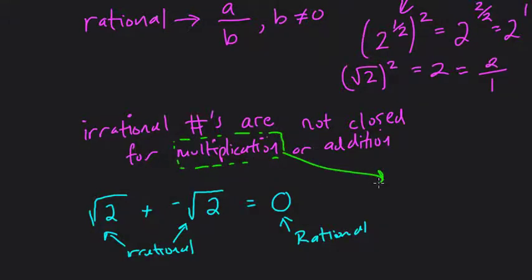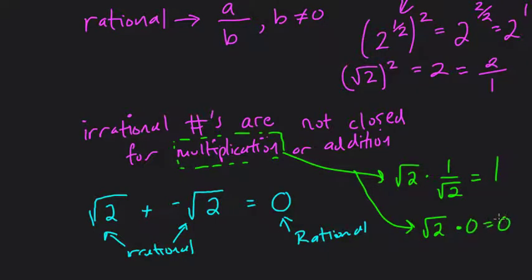You could take other examples like reciprocals: the square root of 2 times 1 over the square root of 2 would get you 1. Any number multiplied by its reciprocal gets you 1, and 1 is rational. Also, anything times 0, the square root of 2 times 0, gets you 0. The zero product property takes any irrational number, multiplies it by a rational number, 0, and gets a rational result.